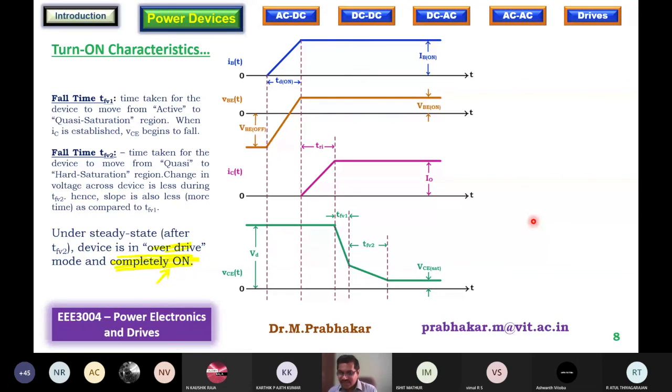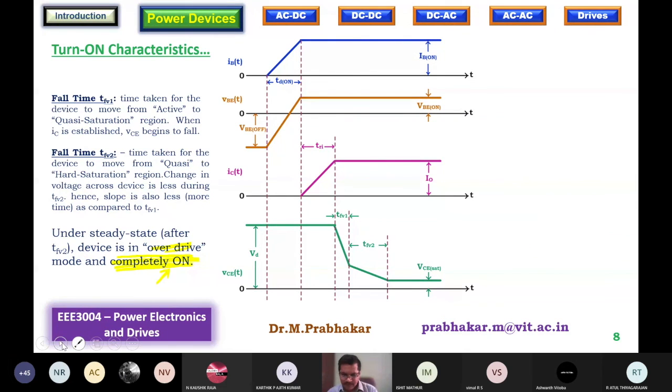Another major point, turn off is exactly the reverse of this. From hard saturation, the device must be brought down to quasi saturation. From quasi saturation, the BJT goes to active. From active, you bring it down to cutoff, and then make sure that the reverse voltage, VCE reverse, is applied. So the turn off process is exactly opposite to the turn on mechanism. Fine. So that is the turn off mechanism.